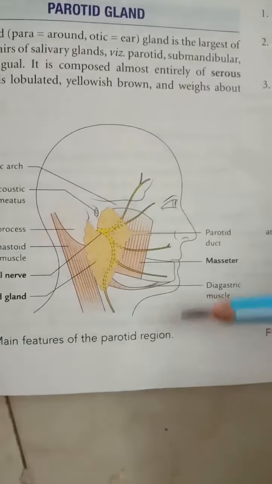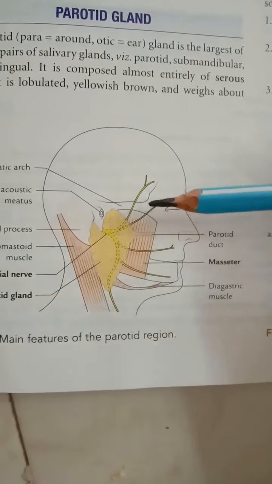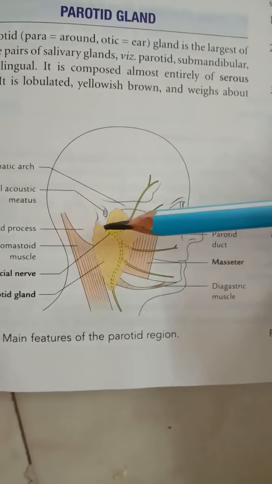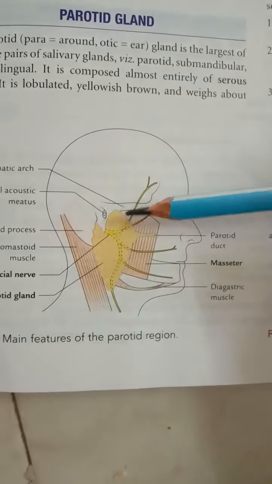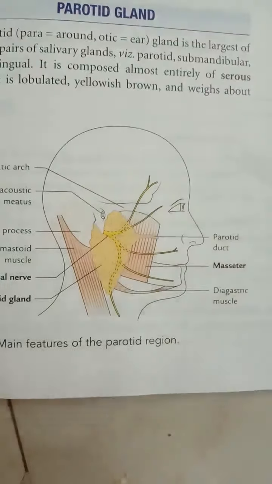So that is the location. The parotid gland is located in the pyramidal fossa posterior to the ramus of the mandible, that is called the retromandibular fossa, or also called the parotid bed.